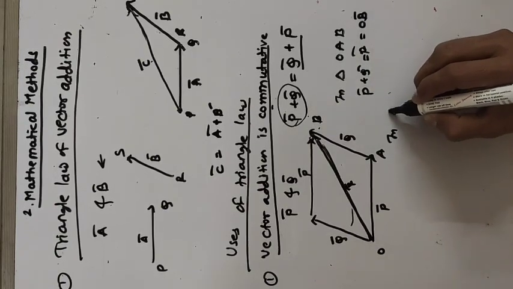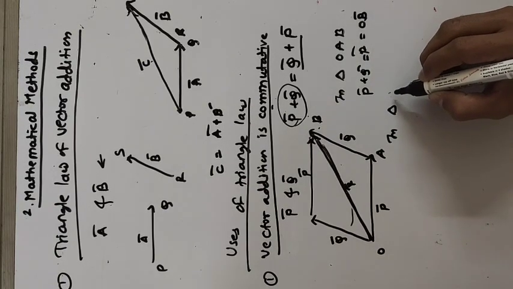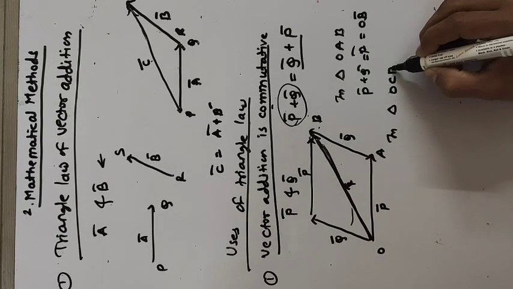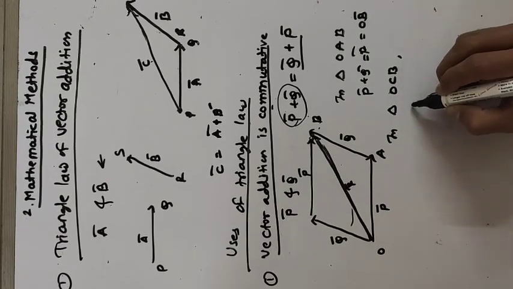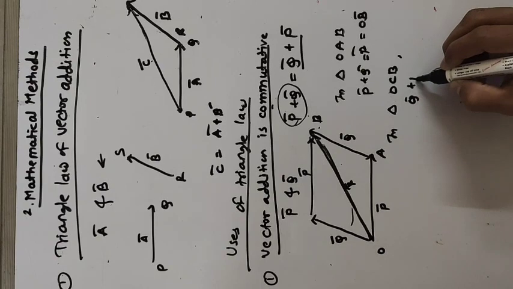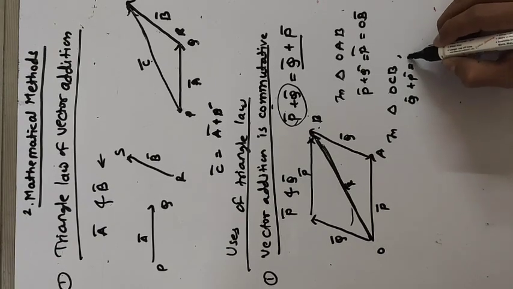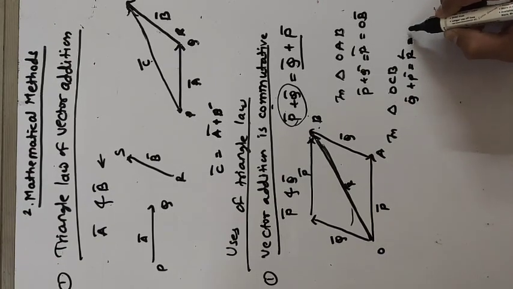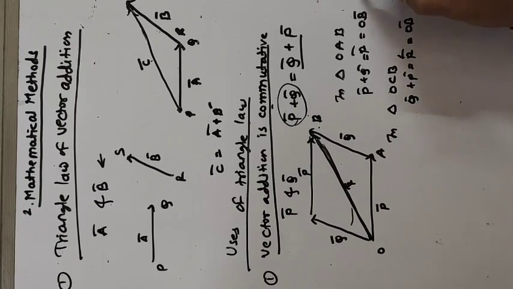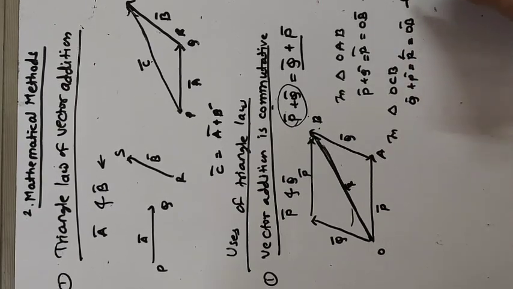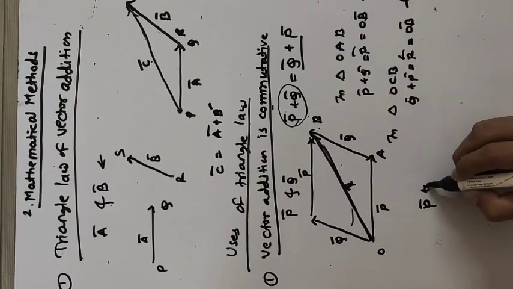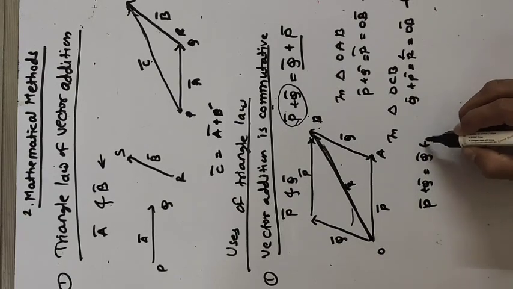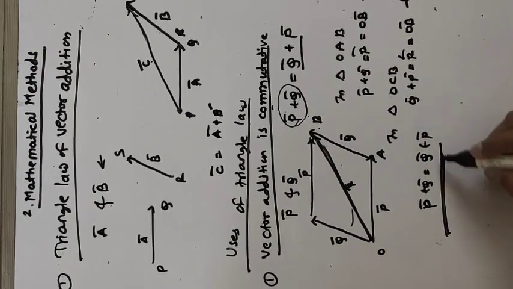In triangle OCB, Q bar plus P bar is equal to R bar is equal to OB bar. Both are the same, hence P bar plus Q bar is equal to Q bar plus P bar. Okay, that means vector addition obeys the commutative law.